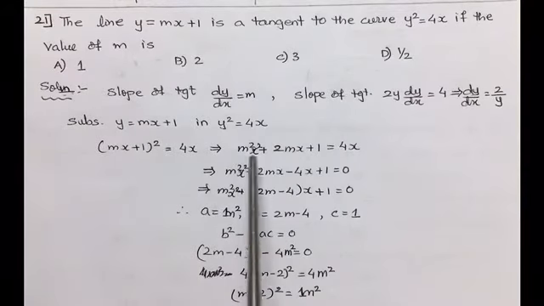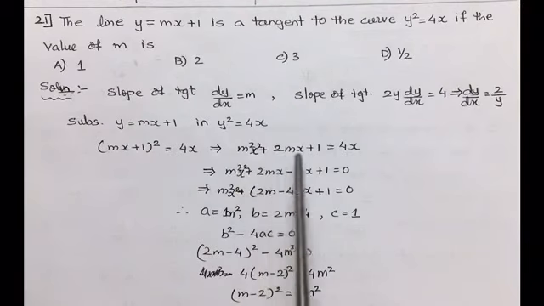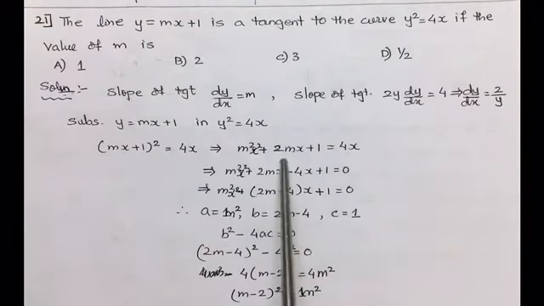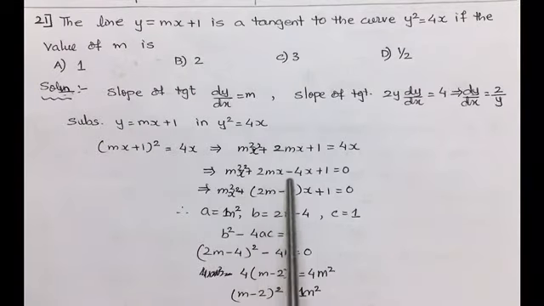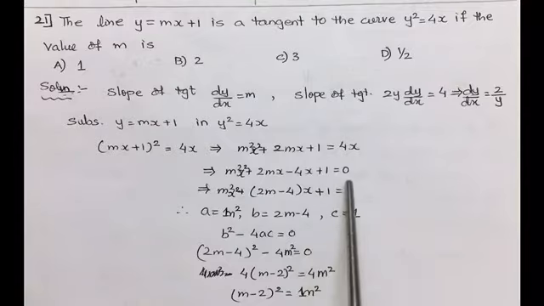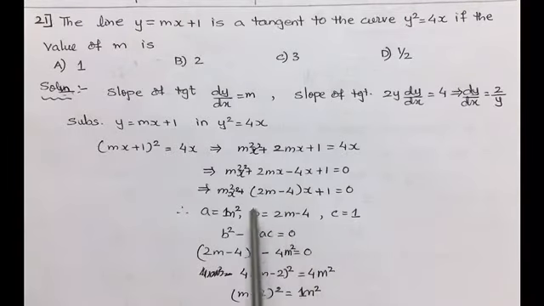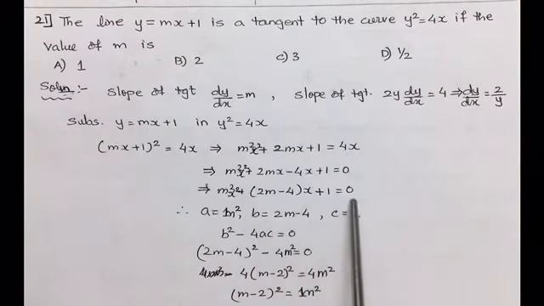Using the (a plus b) whole square formula, we get m square x square plus 2mx plus 1 equal to 4x. Shifting 4x to the other side, we get m square x square plus 2mx minus 4x plus 1 equal to 0. Taking x common from the middle two terms, we get m square x square plus (2m minus 4)x plus 1 equal to 0.